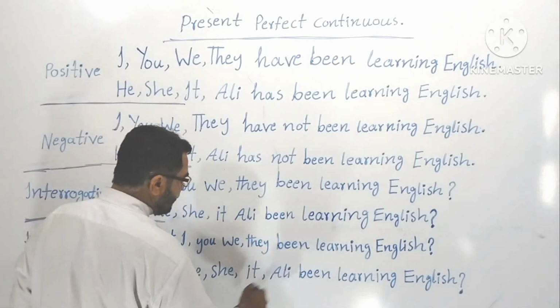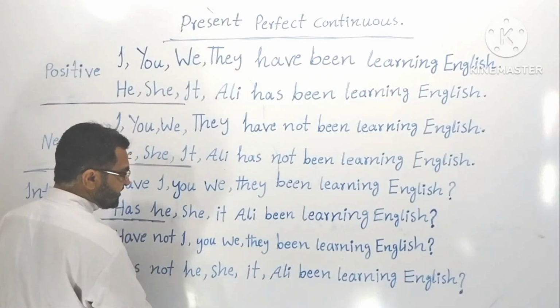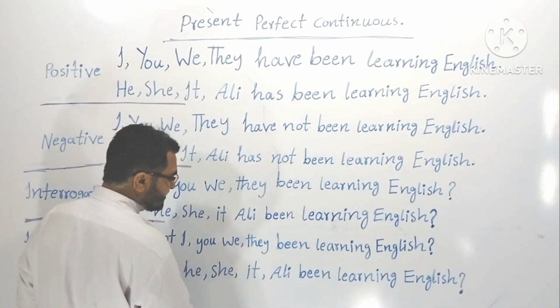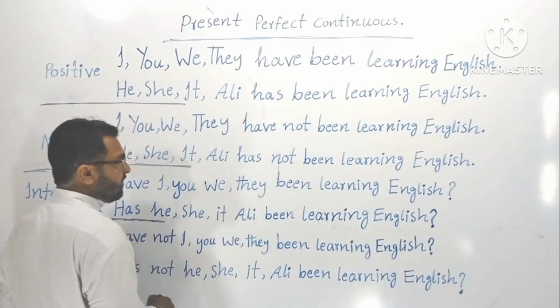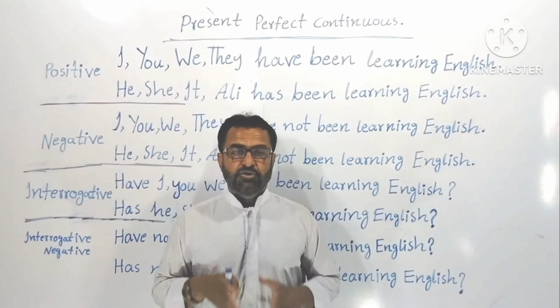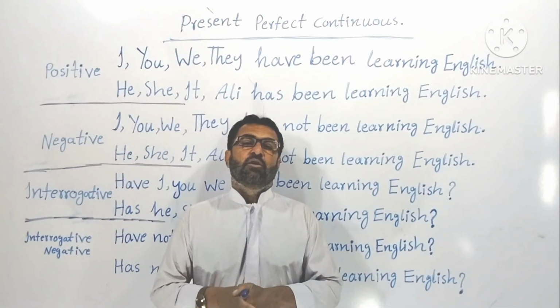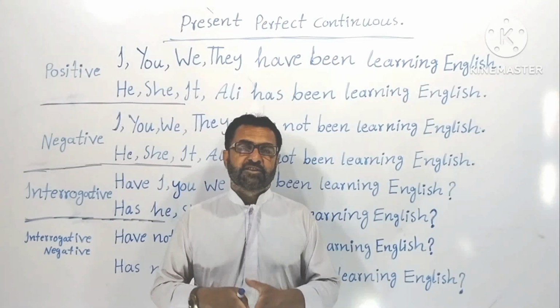Hasn't he been learning English? Hasn't she been learning English? Hasn't it been learning English? Hasn't Ali been learning English? Okay. So now this was your present perfect continuous.